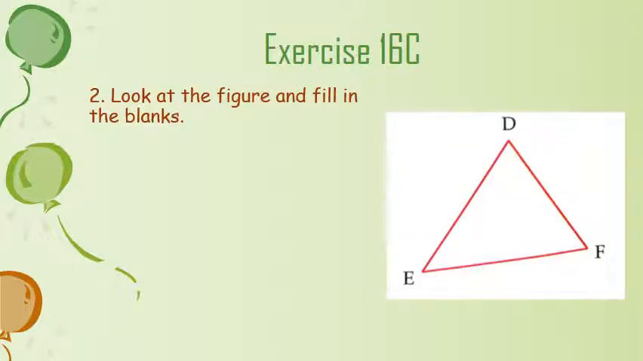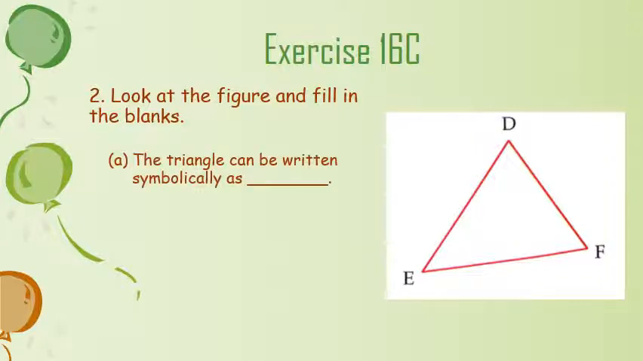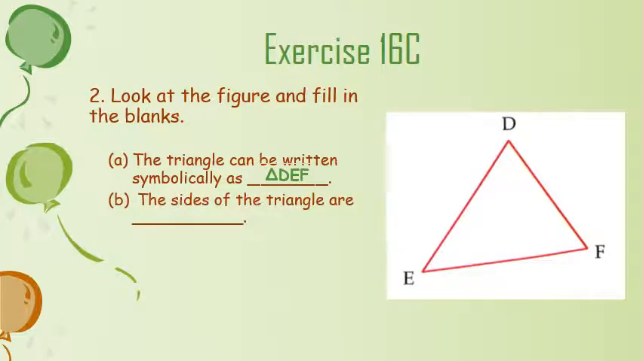The second question of this exercise says, look at the figure and fill in the blanks. In this figure you can see there is a triangle DEF. So what are the questions? The first question is, the triangle can be written symbolically as triangle DEF. Let's move to the second part of this question. The sides of the triangle are, what are the sides of the triangle? Let us write DE, EF and FD.